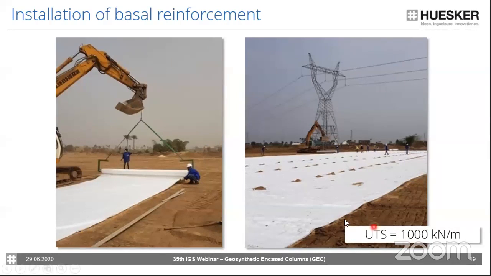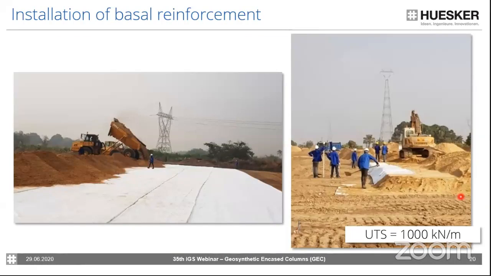Just for your background information here, this is, for example, a woven geotextile with an ultimate tensile strength of up to 1000 kilonewtons per meter, which has been used in this project. The textile normally needs to be covered within a day to give a good UV protection. And this is normally done with this end tipping method. So whenever possible, direct driving on the geotextile needs to be avoided.